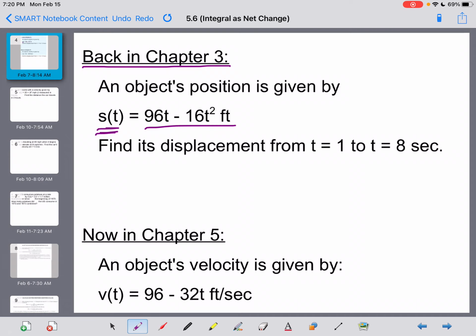So to do that, back in the day, we would have said, all right, displacement is simply equal to the change in position. So that would be s of 8, since we're ending this thing at t equals 8, minus its starting position, which is s of 1. And let's see what we've got right here, guys.